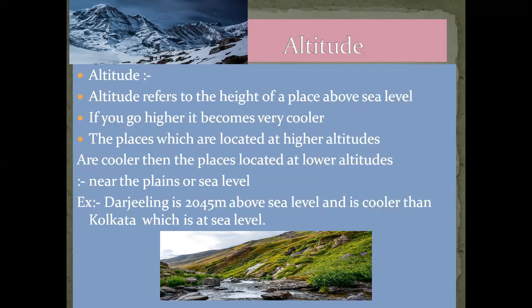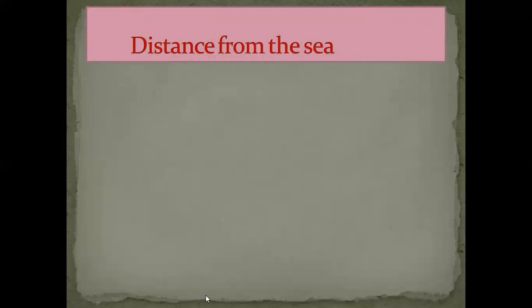For example, near the plains at sea level. For example, Darjeeling is 2045 meters above the sea level, and it is cooler than Kolkata, which is at the sea level. So altitude is also one of the points that influence the climate.